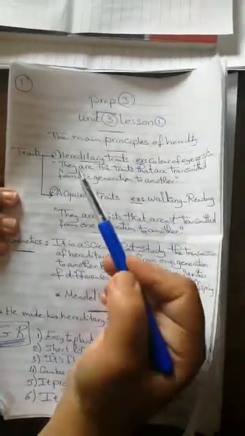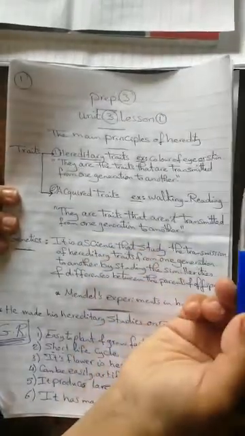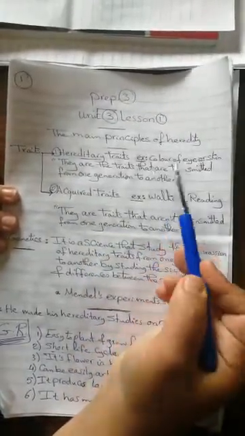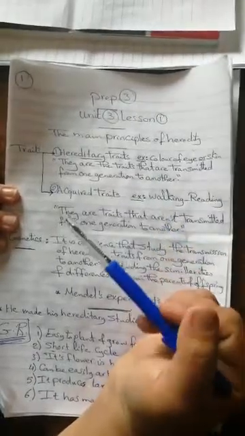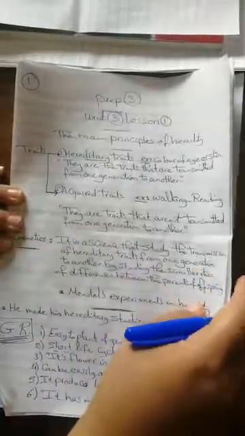It means they are the traits that transmit from the parents to their offspring, like color of eyes, color of skin, tallness, shortness, maybe some diseases, and so on. The traits that you take from your parent.